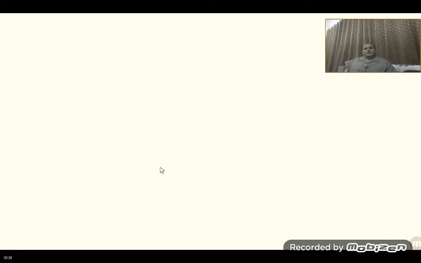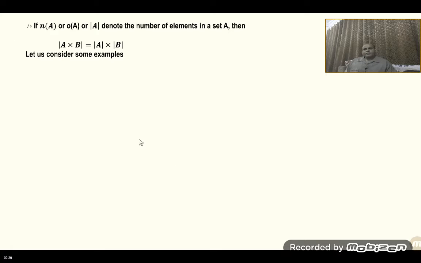If the number of elements in a set is denoted by n(A) or O(A), called the order of a set A, or |A|, then the number of elements in A cross B will be the number of elements in A multiplied by the number of elements in B. That is, if we are interested to find the number of ordered pairs in A cross B, we will just multiply their orders.